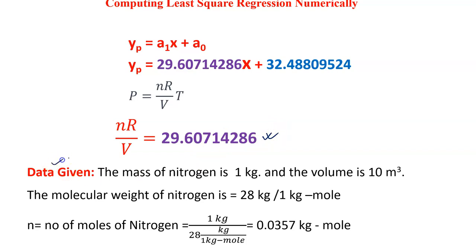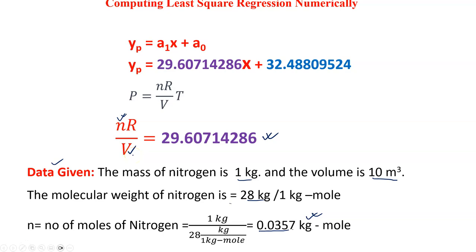Now in the data given here, the mass of nitrogen is 1 kg and the volume is 10 meter cube. So mass and volume are given, and we have to calculate how many moles of nitrogen there are. The molecular weight of nitrogen we know is 28 kg per kg mole. Now 1 kg mass is given, so we can easily calculate the number of moles of nitrogen: 1 kg by 28, that is 0.0357 kg mole.